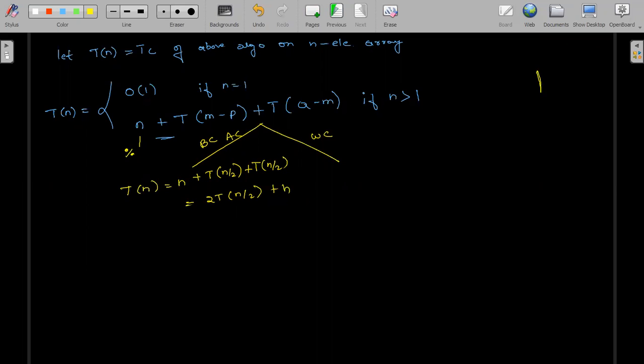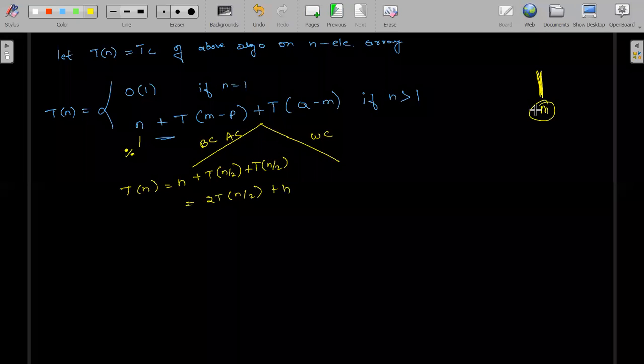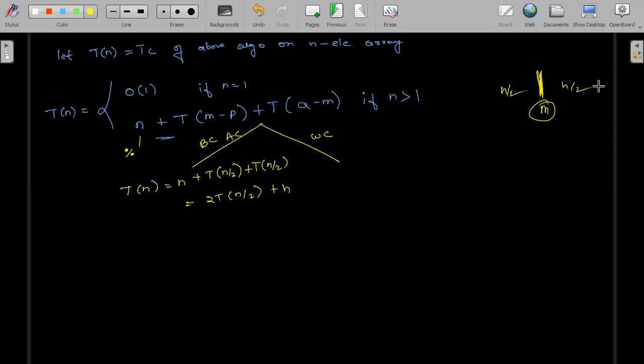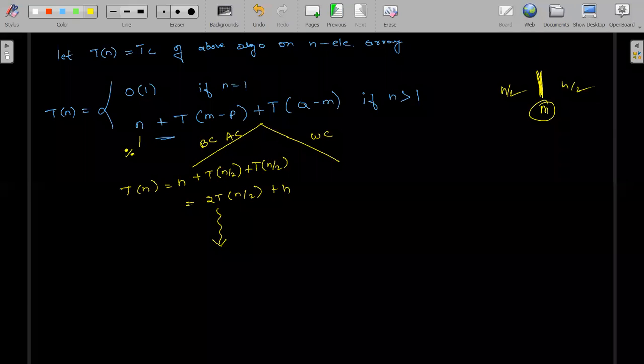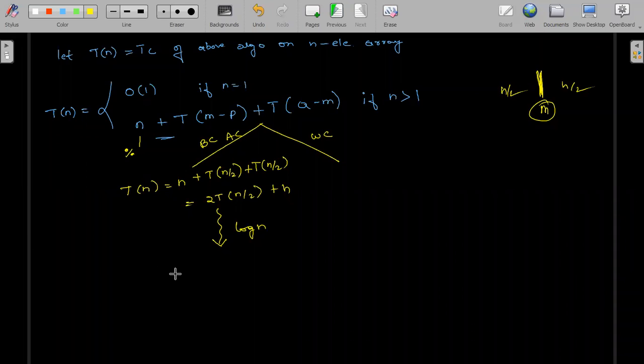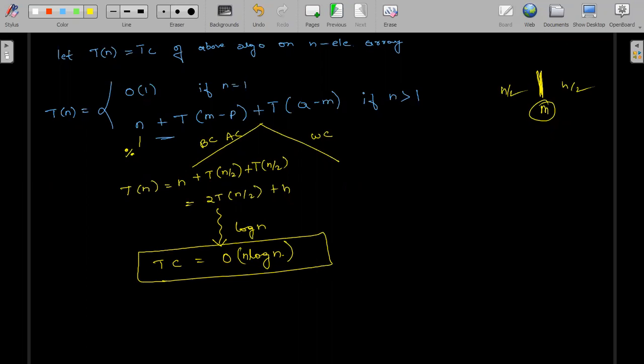Suppose your m value is coming exactly at the middle, this side n by 2, this side n by 2. If you got it like that, that time I'm saying that is the best case. You divided, you got the value n by 2, n by 2. So apply it log n times. Finally you will get the time complexity. Already I did this one, that is the reason directly I'm writing big O of n log n. So this is your time complexity for best case as well as average case.